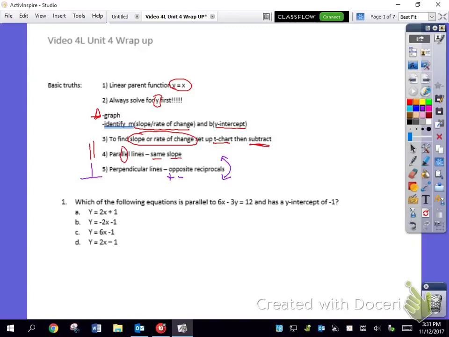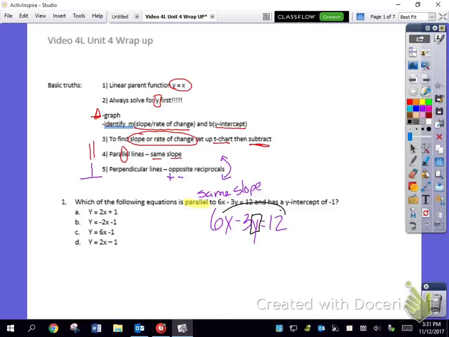Number one, I want to find a line that's parallel to the equation 6x minus 3y equals 12. Always write your equation first. When it says parallel, that means same slope. So the very first thing, to find the slope, I need to solve for y.